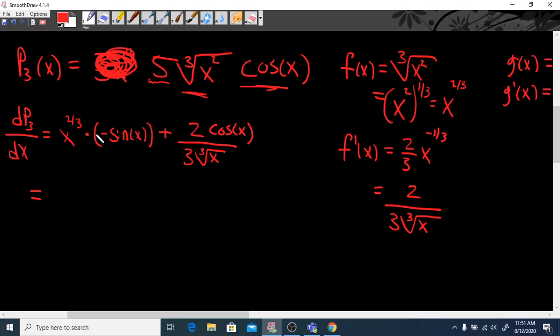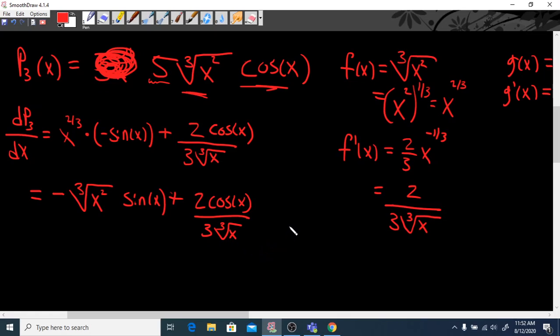Let's see what happens now. So in the first term we have a negative sign, so negative, and then x to the 2/3 we can write as the cube root of x squared, and then the sine is outside the radical, and then plus, let's see, I'll just write it like this, 2 cosine x over 3 cube root of x. All right, so that's perfectly correct.